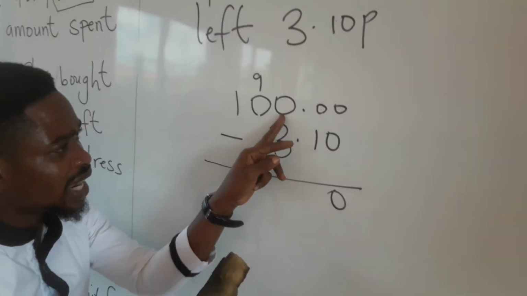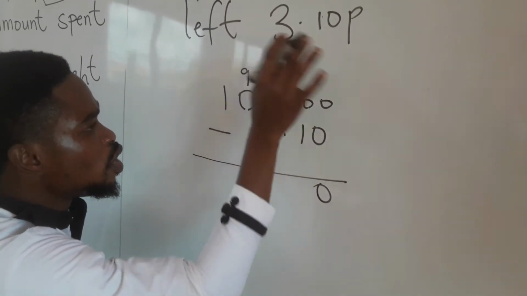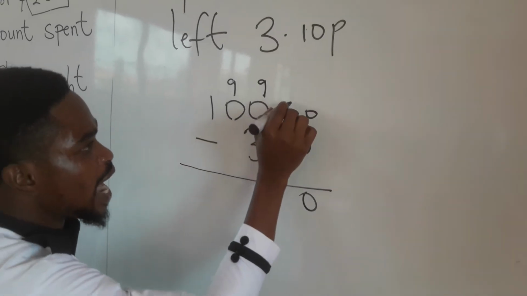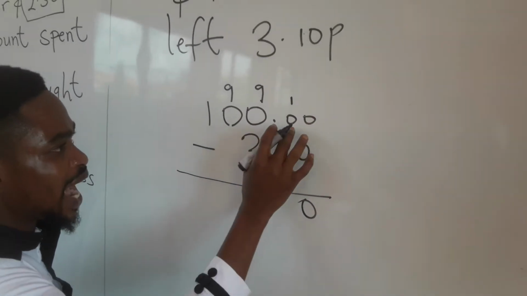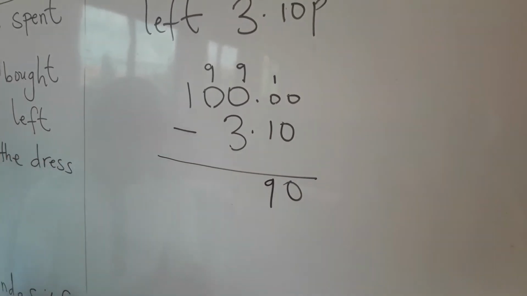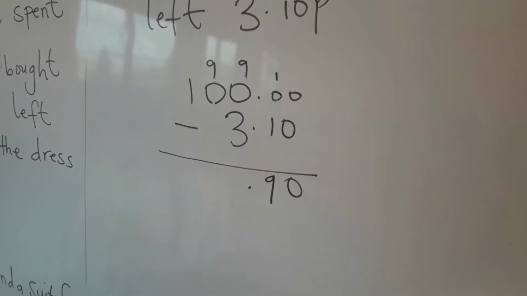Now, this is not my final destination. I am going to move to the next one. So if I move to the next one, I take 1, so 9 will be left. I add 1 to this 0, it will be 10. Now I subtract 1 from 10, which will give me 9. Then I bring my points here. What is left here is 9.